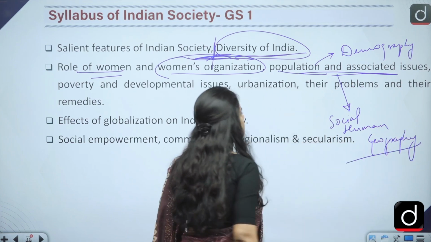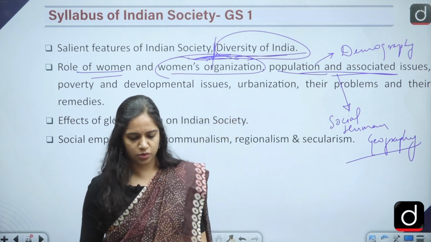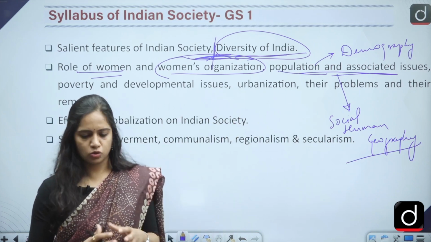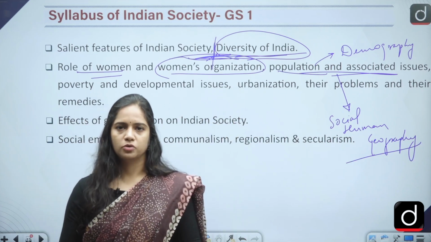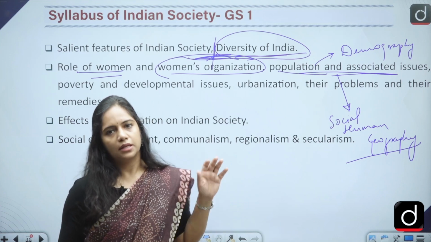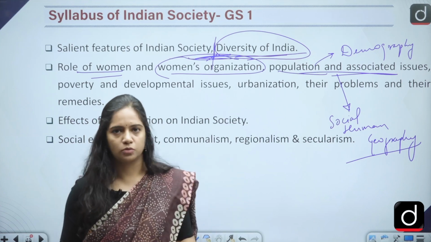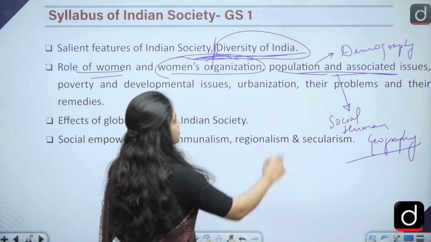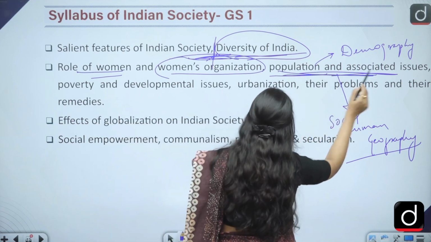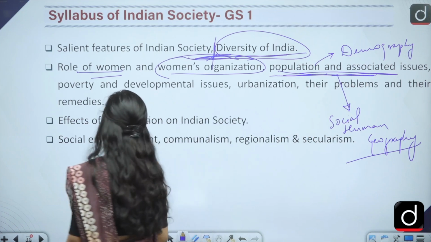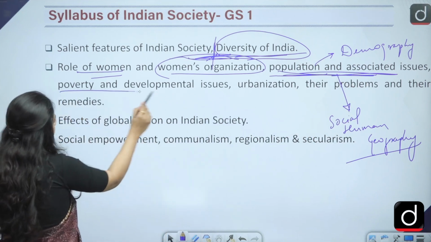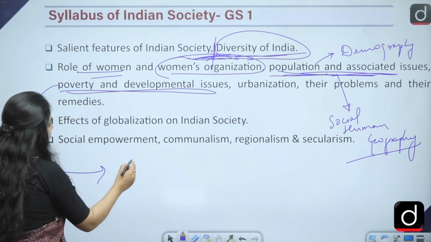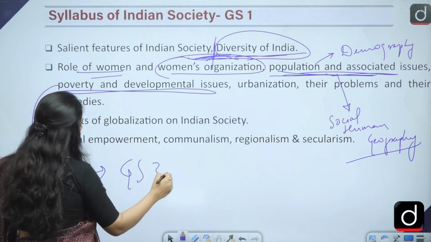Again, as I've told you before, you need to make interlinkages while you are studying. And when you are reading geography, do not assume it to be only about the physical structure or topography of the earth or India. A part of geography also caters to human geography, and that would be helpful to you in dealing with this portion of Indian society, that is population and associated issues. Then there is poverty and developmental issues. Again, this topic also happens to appear in your GS3 part of economy.